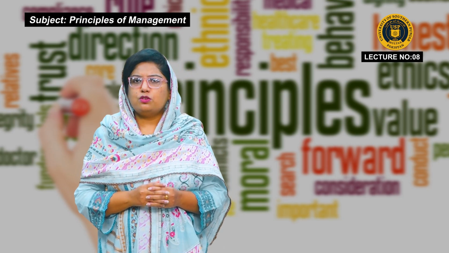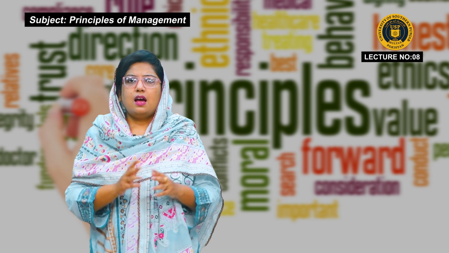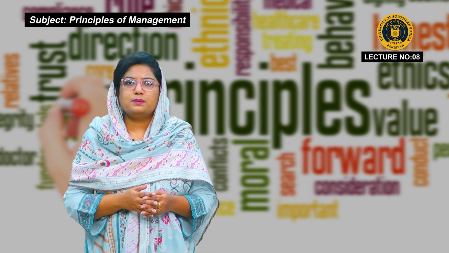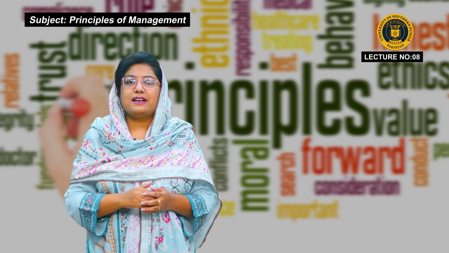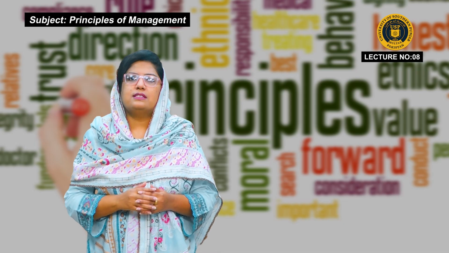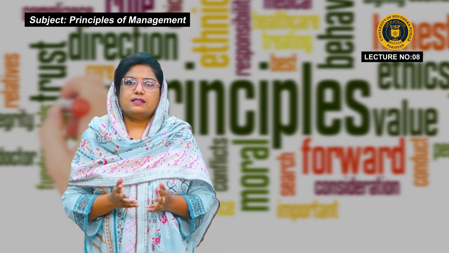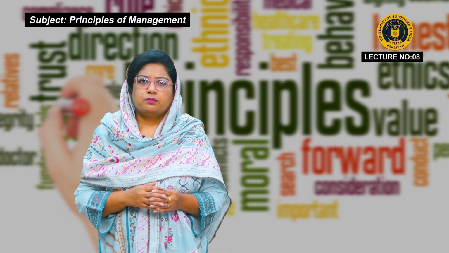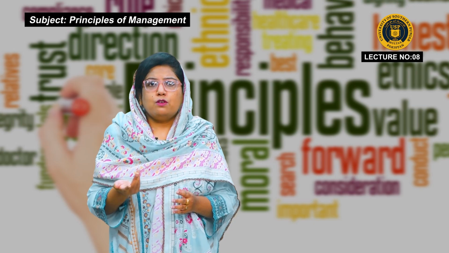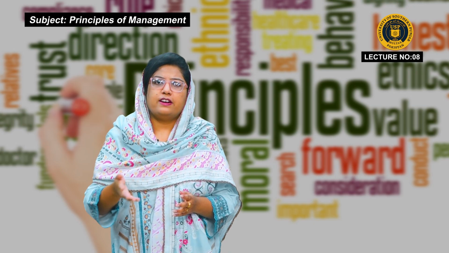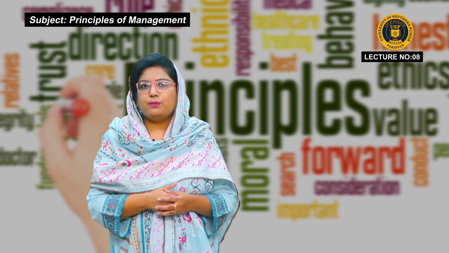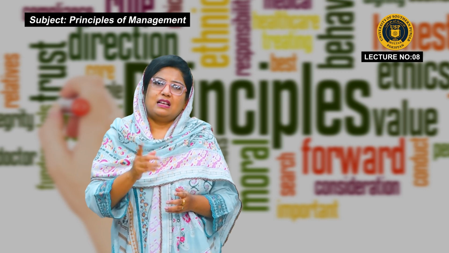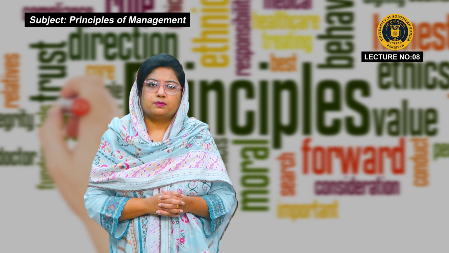Fifth bias is confirmation bias. This occurs when managers actively seek out information that confirms their previous choices and ignore data that challenges them. For example, if a manager decides to buy software from vendor A, they will only look for positive reviews of vendor A and dismiss negative feedback. It prevents managers from making balanced and well-informed decisions.